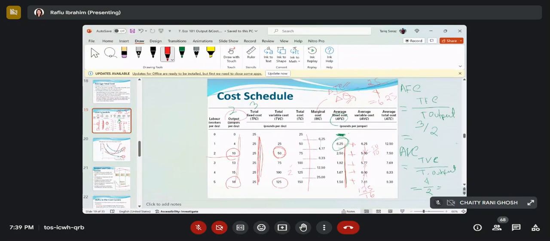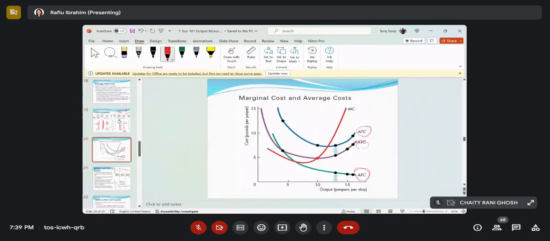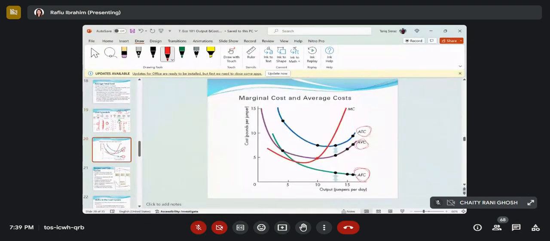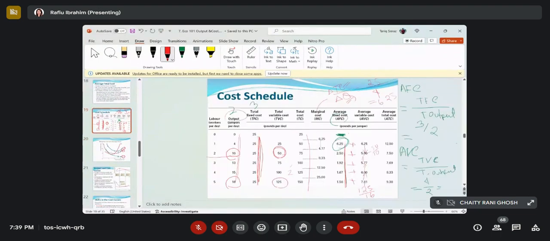That is why the average variable cost is a U-shaped curve. And since average total cost is the sum of these two costs, the average total cost curve is also a U-shaped curve. You simply put in the values from this table into the graph. That should give you all the cost lines.